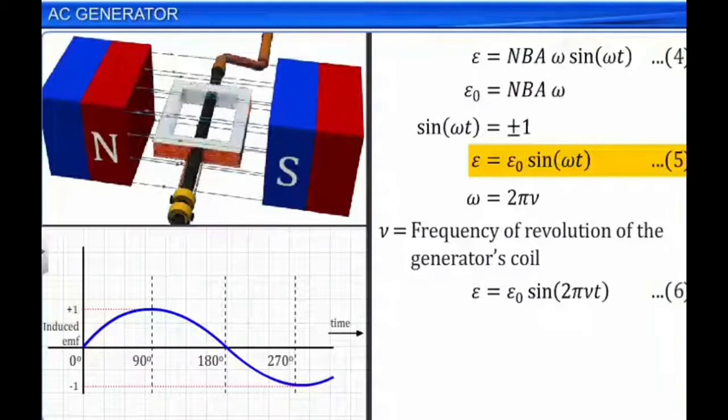This equation gives the instantaneous value of the EMF in an AC generator. Thus, in an AC generator, both the voltage and current will be varying sinusoidally with respect to time.